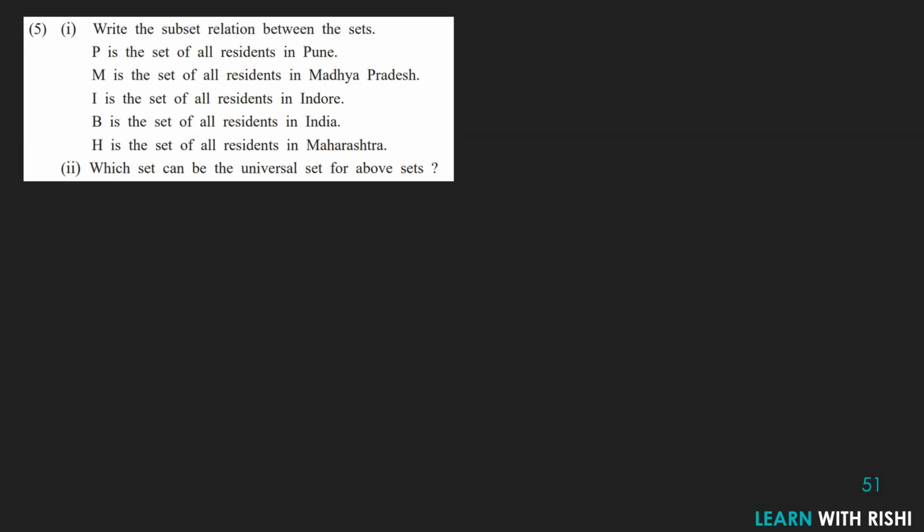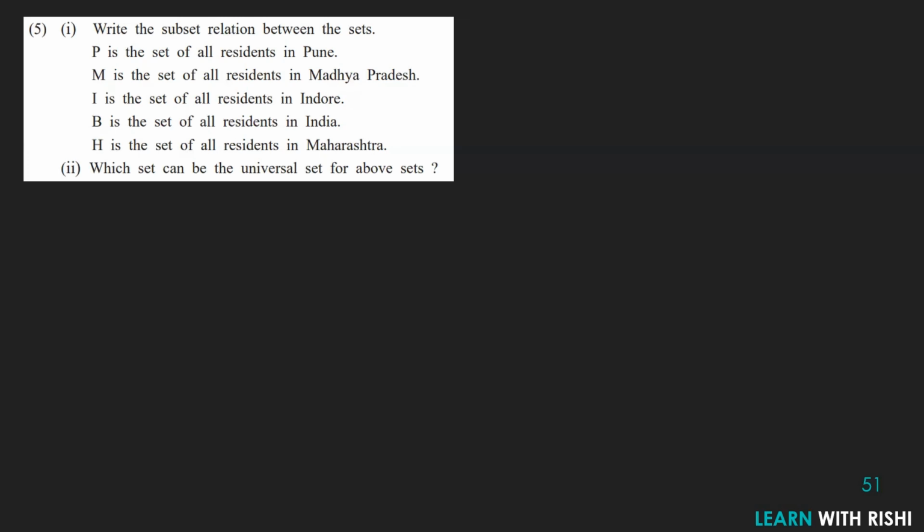So let us solve the first question. We have to write the subset relation for these 5 sets. Now, if you see, there are 5 places given: Pune, Madhya Pradesh, Indore, India, and Maharashtra. In India, we have all the 4 places: Pune, Madhya Pradesh, Indore, and Maharashtra. So all the 4 will be subsets of India. Then, Pune is in Maharashtra, so Pune will be a subset of Maharashtra. Indore is in Madhya Pradesh, so Indore will be a subset of Madhya Pradesh. Like this, we need to find the subset relationships.